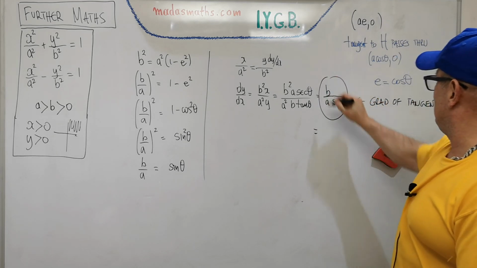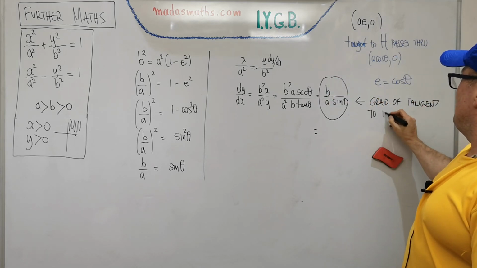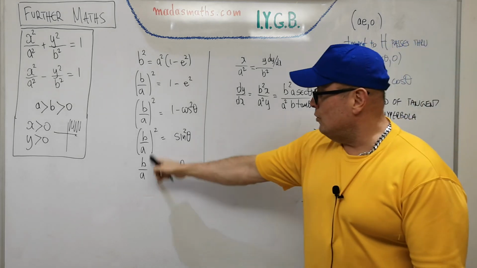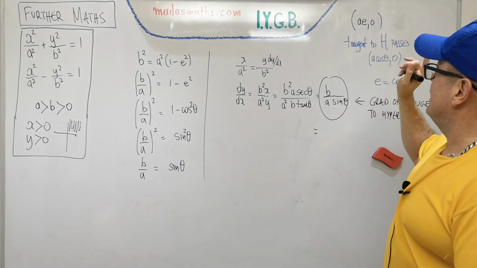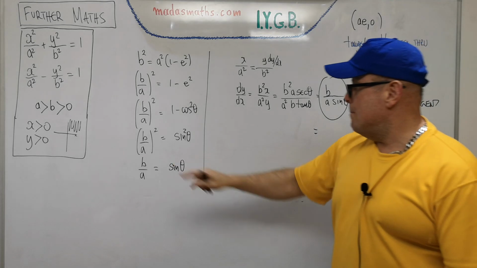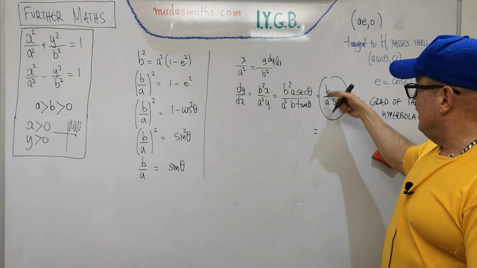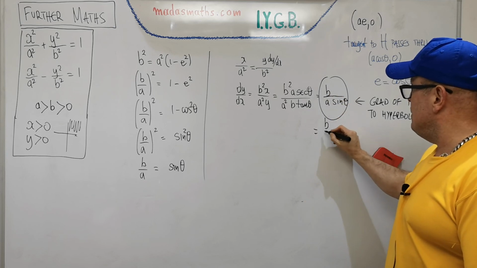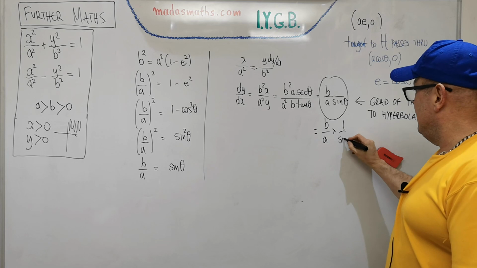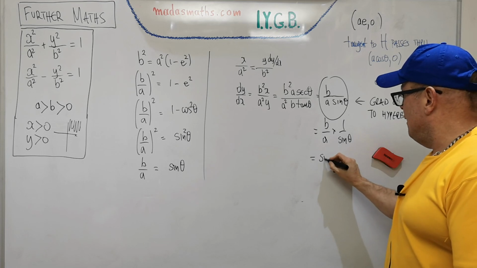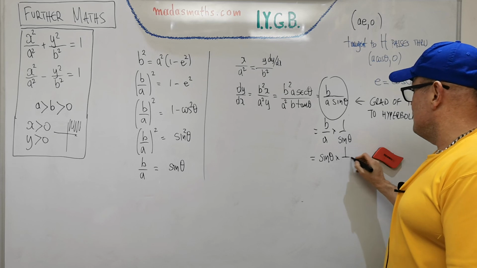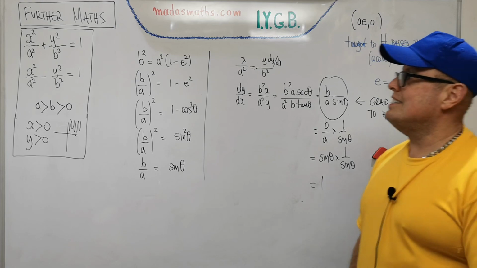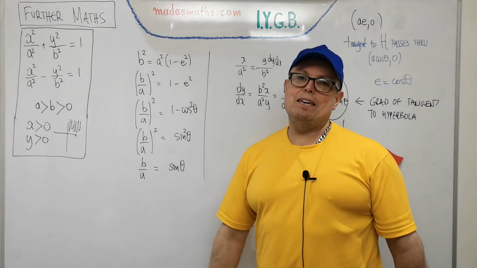So this is the gradient of the tangent to the hyperbola. And if you look at what b over a has to be, if this tangent goes to the focus of the ellipse, b over a must be equal to sine theta. And look at this, b over a is in fact sine theta. So you can write this as b over a times 1 over sine theta, which of course is equal to the sine of theta times 1 over sine theta. And I think what the question was actually saying is, if this is to be the case, then the gradient of that tangent has to be equal to 1.